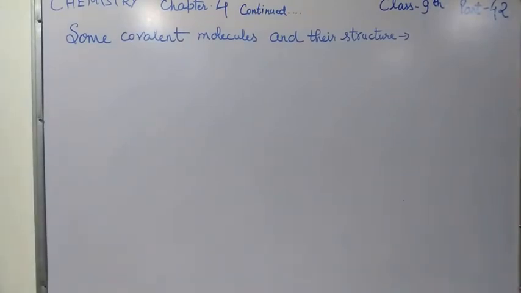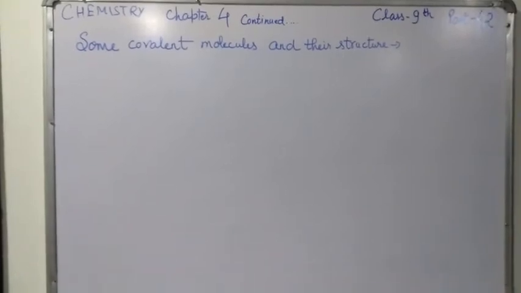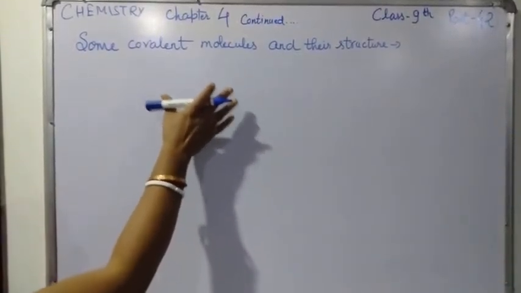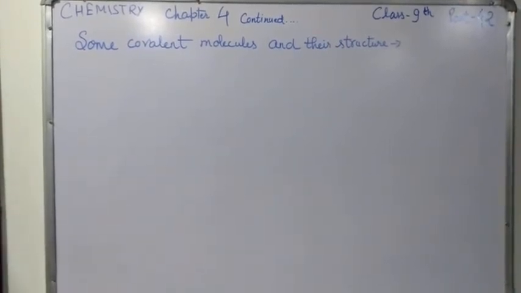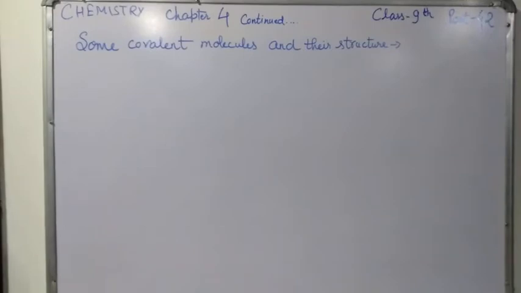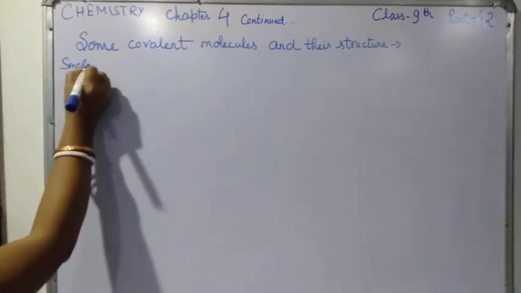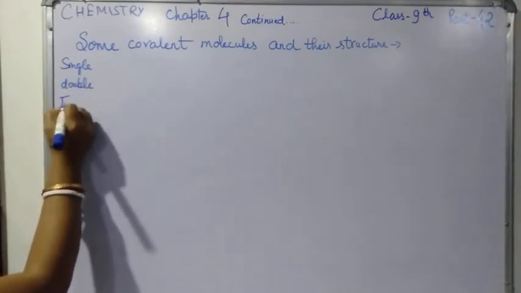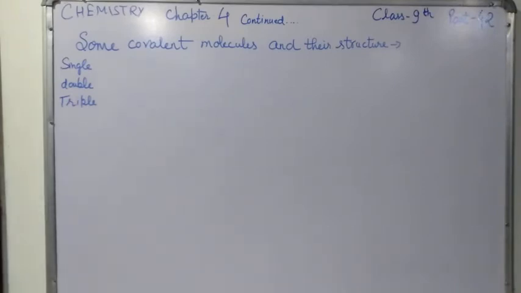Okay, so I told you about the covalent bond, the chemical bond that is formed between two combining atoms by mutual sharing of electrons. That type of bond is called a covalent bond. And I told you that many types are there: single covalent bond, double covalent bond, and triple covalent bond. So some examples and their structures I am going to explain.